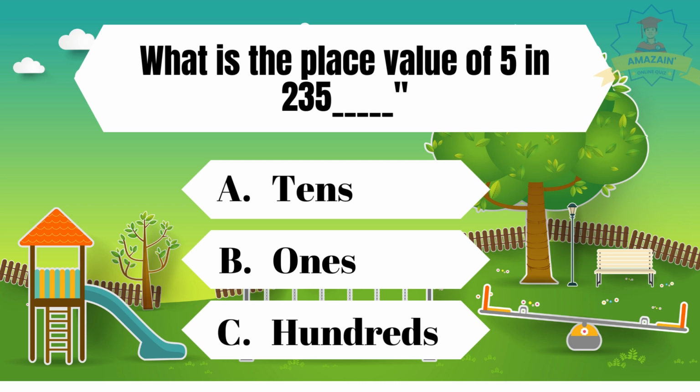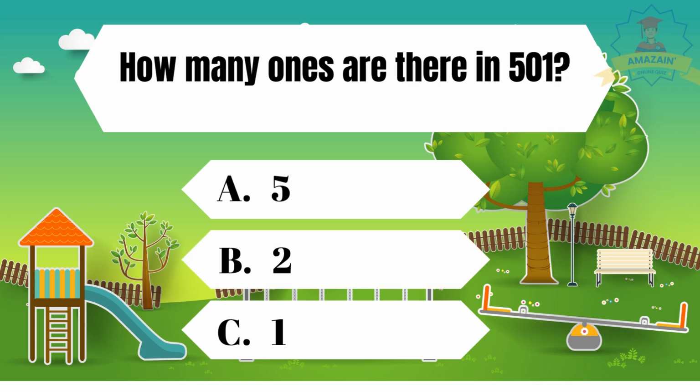What is the place value of 5 in 235? A. Tens. B. Ones. C. Hundreds. And the answer is B. Ones.